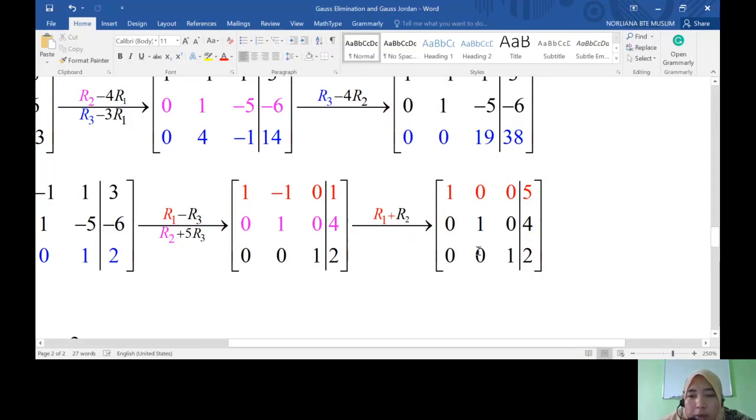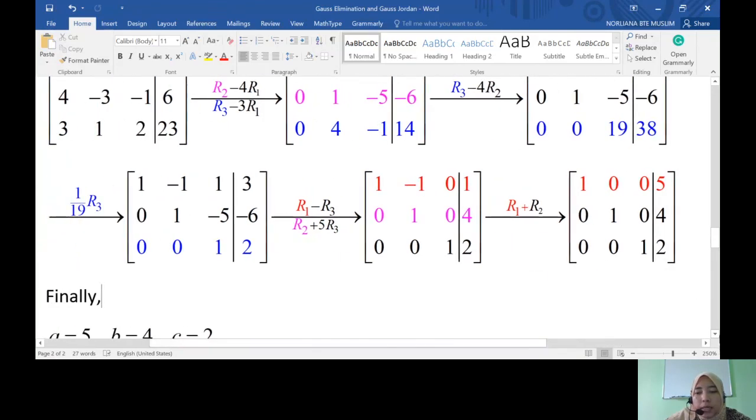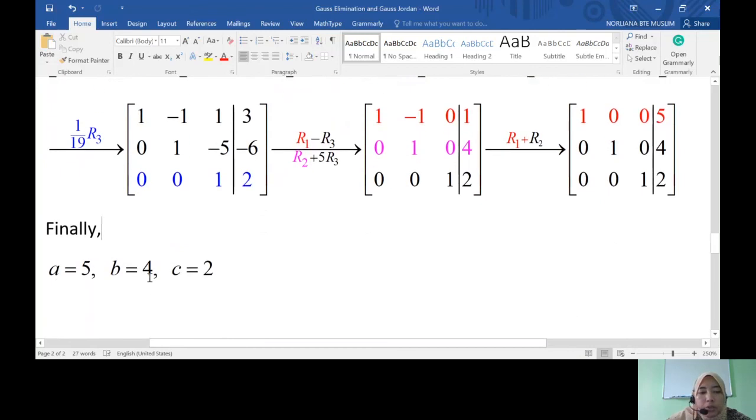See, we have the lower part of the matrix 0, the upper part of the matrix 0, and the off-diagonal entries 0 as well. Remember, this column is for A, this is the column for B, this is the column for C. At this step, we have the direct solution: A is equal to 5, B is equal to 4, C is equal to 2. The last step is to write down the solution as here.